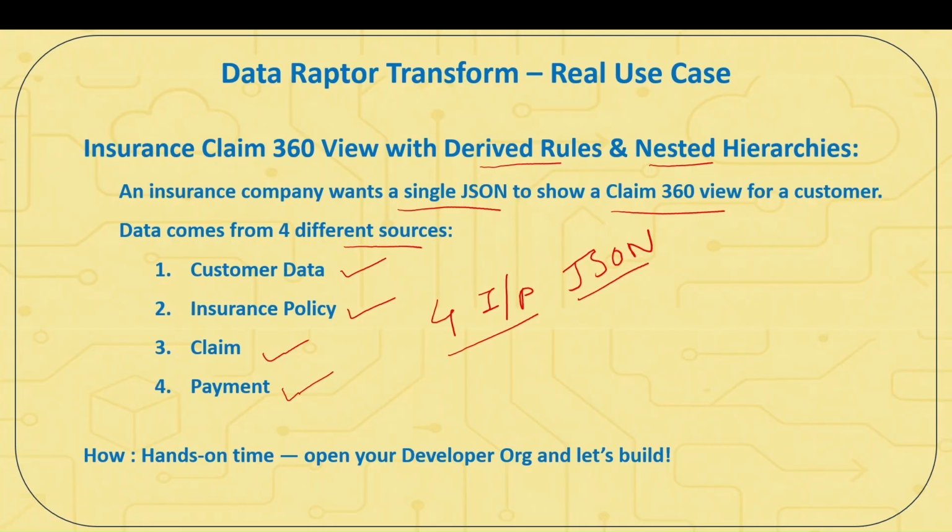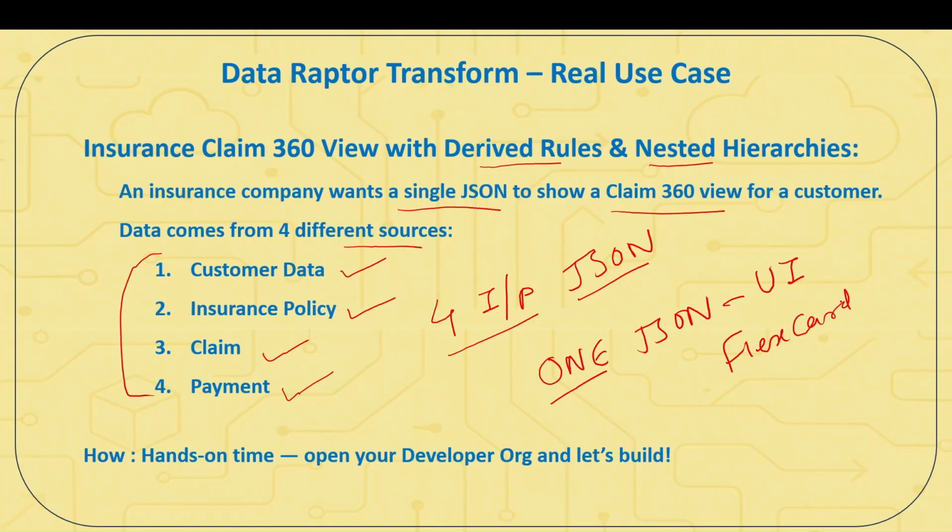We need to produce one JSON node. Why do we need one JSON node? Because we need to show all this information on the UI front, or I can say a flex card in terms of the OmniStudio component. Now, how do we merge this information? When we merge the information, we also need to perform some calculations. Let me show you that.